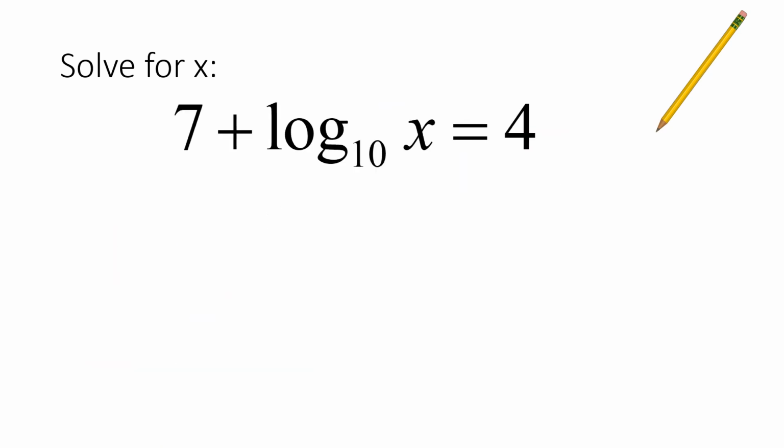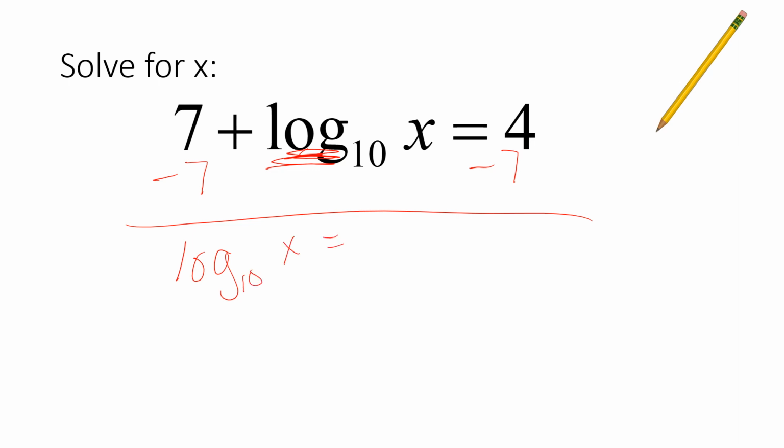And our last example for today: 7 plus log base 10 of x is equal to 4. Before I can convert it, because I only have one log, so I know I'm going to have to do the E thing, I should isolate that log by itself. So I have log base 10 of x is equal to 4 minus 7, which is negative 3. Now do your big E. So we have 10 to the negative third is equal to x.